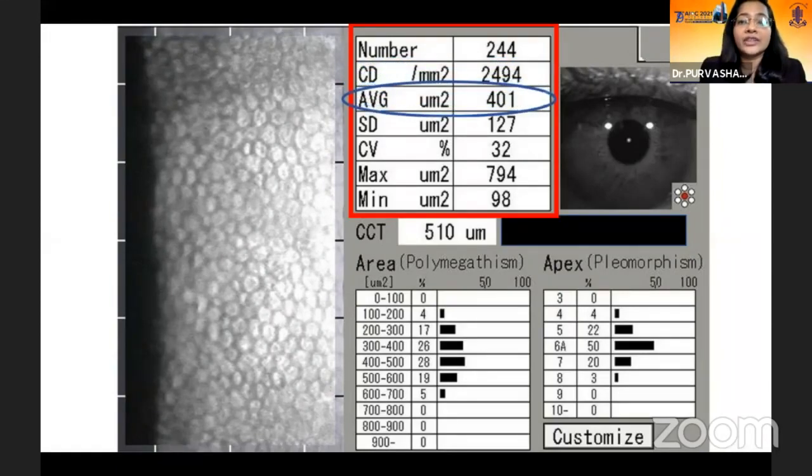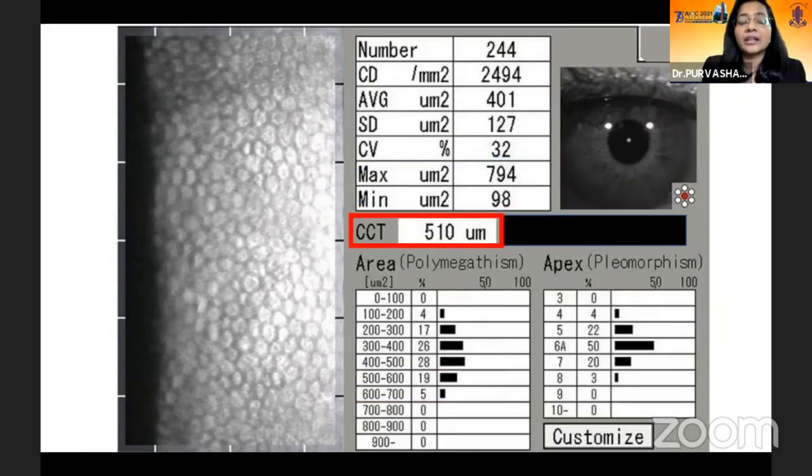This brings us to the average cell size, which increases with age and can be a marker of polymegathism. Then comes the standard deviation of the mean cell area, which is again measured in micron square. Then there is the coefficient of variation of the cell size, and that is the index again of polymegathism. In usual individuals, it's somewhere between 0.22 to 0.31. If it's more than that, it shows endothelial stress. Then there are the minimum and maximum sizes of the cells that have been counted.